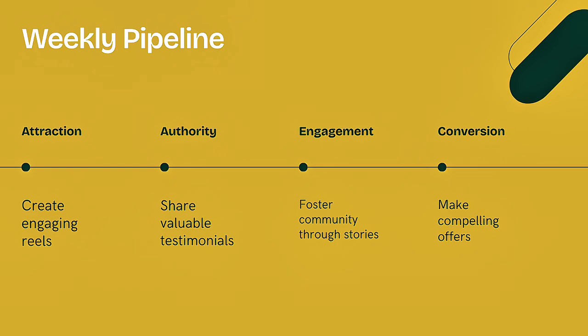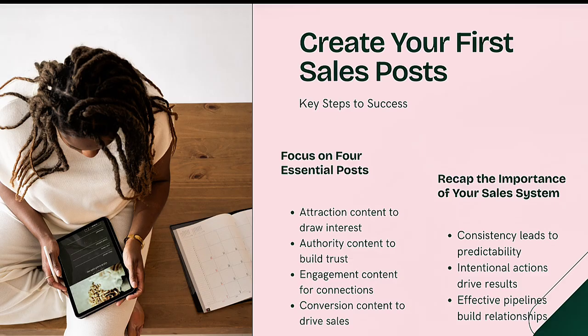So now, how can you allow your pipeline to work? How your pipeline should run weekly. Here's a weekly structure that you can use, right? On Monday, you put an attraction post. It may be a reel, a carousel. Tuesday, you put an authority post. Wednesday, your authority post can be a testimonial or a tutorial. Wednesday, you post engagement. Thursday, you post conversion.